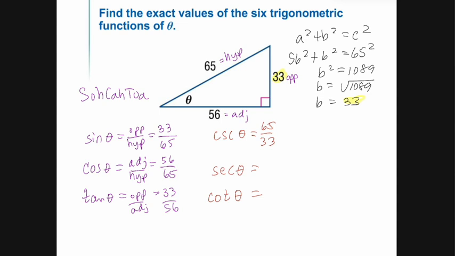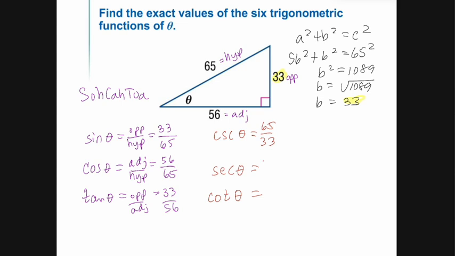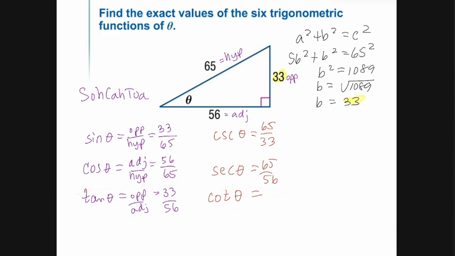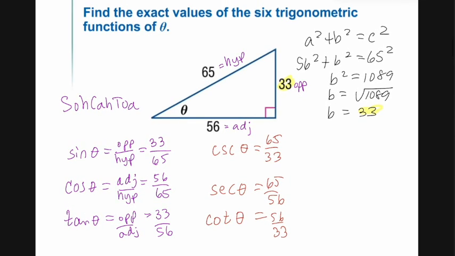Secant is the reciprocal of the cosine, so it's hypotenuse over adjacent, so it's 65 over 56. Cotangent is reciprocal of tangent, so it's adjacent over opposite, or 56 over 33. Bam! We have found the exact values of the 6 trig functions in this relationship of theta.